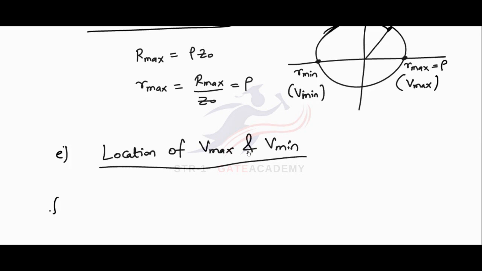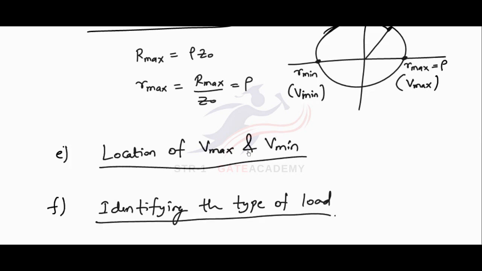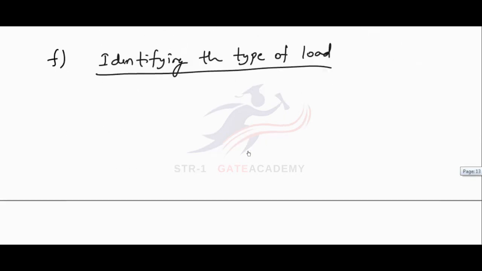And finally, this is very important: identifying the load. A question in GATE has been asked on this particular topic, so please understand this carefully. Identifying the type of load. By looking at the VSWR pattern, the standing wave pattern, you can easily recognize what kind of load is connected to the transmission line.